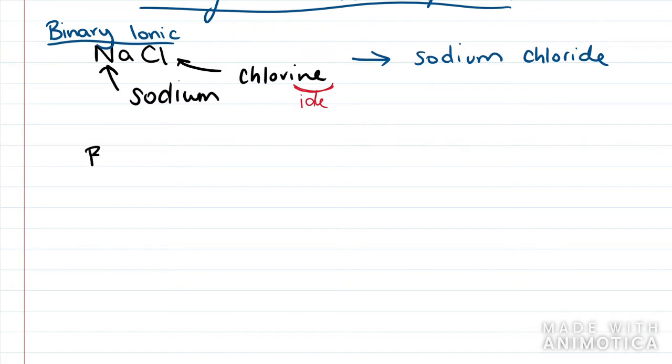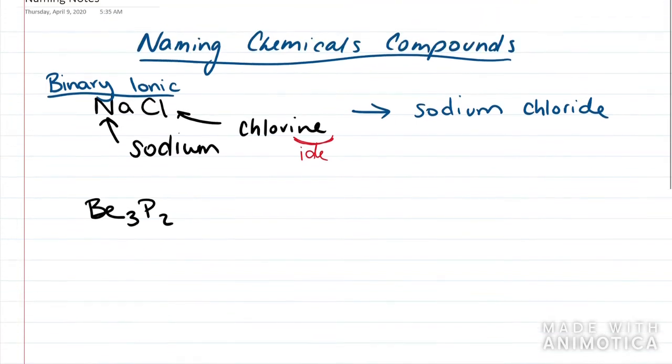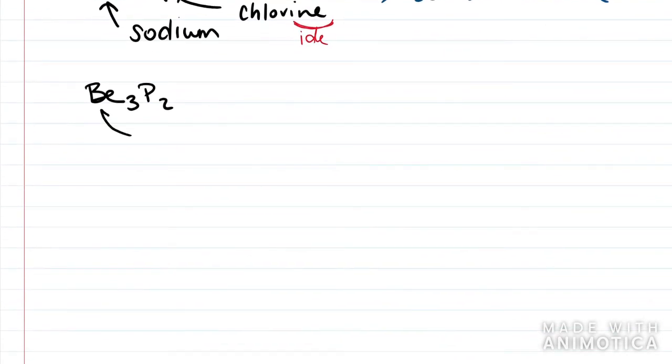So if we had Be3P2. So for these ones, we don't really have to look at the numbers because when it's binary ionic, these guys are just our regular metals. We're not looking at multivalents yet. We only have two elements on here, so we're not looking at polyatomics. So Be, if you look at your periodic table, is beryllium. And what is P? It's phosphorus.